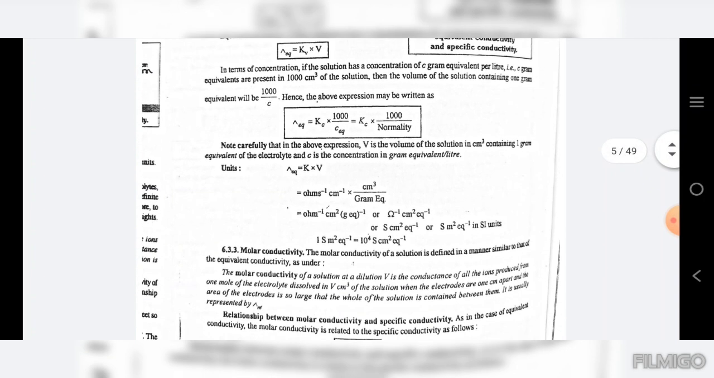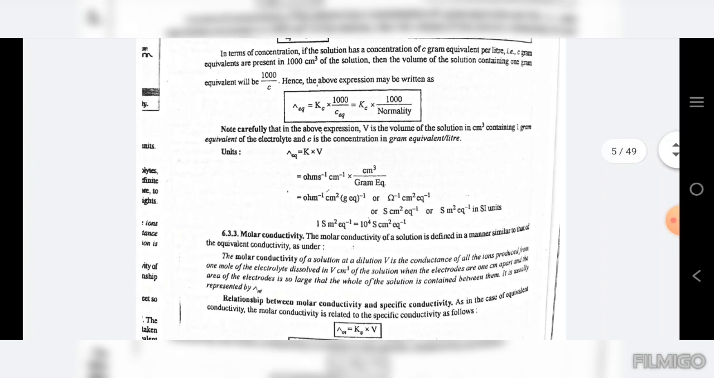In general, if the volume of the solution containing 1 gram equivalent of the electrolyte is V centimeter cube, we have equivalent conductivity equal to specific conductivity times V. In terms of concentration, if the solution has a concentration of C gram equivalent per liter, C gram equivalents are present in 1000 centimeter cubes of the solution, then the volume of the solution containing 1 gram equivalent will be 1000 divided by C.